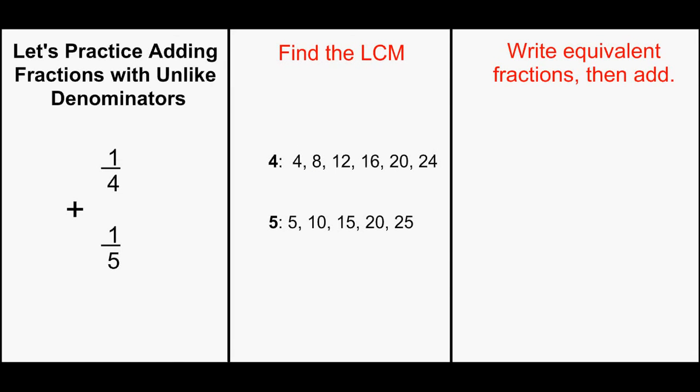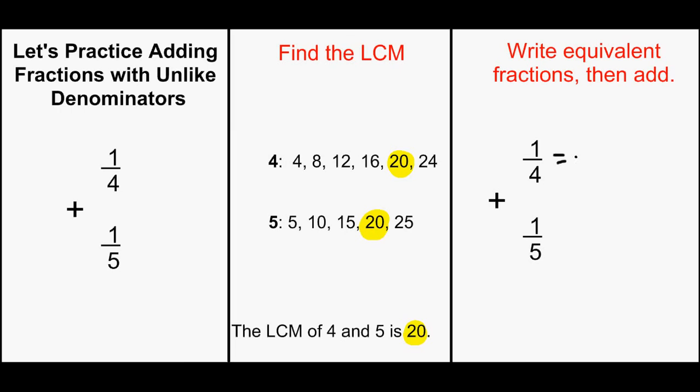Let's try our next example. 1/4 plus 1/5. They have different denominators, so we'll need to find the LCM. I have listed the multiples of 4 and the multiples of 5. Highlight the first multiple they have in common, 20. The LCM of 4 and 5 is 20. Let's change our fractions into equivalent fractions with a denominator of 20.